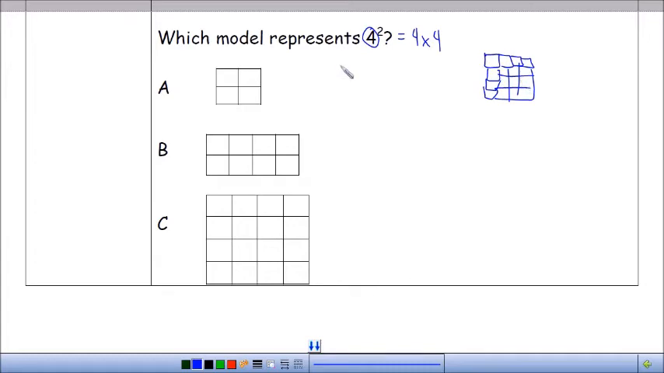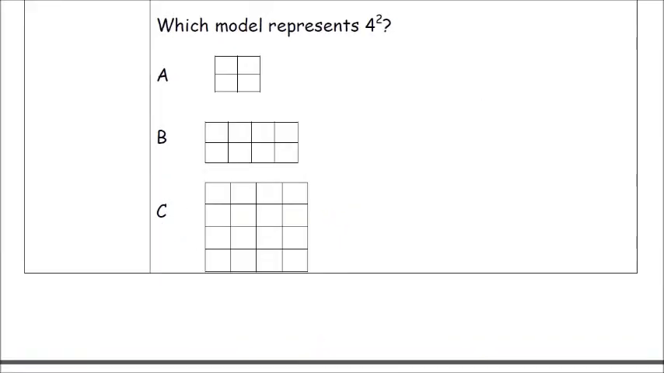Now I know this is not a pretty form, but I don't need to make it a pretty form because the answer is right here. 1, 2, 3, 4, 1, 2, 3, 4. So it gives me 4 times 4, which is 16. Okay, so the question just asks which model represents 4 squared. The answer would be C.